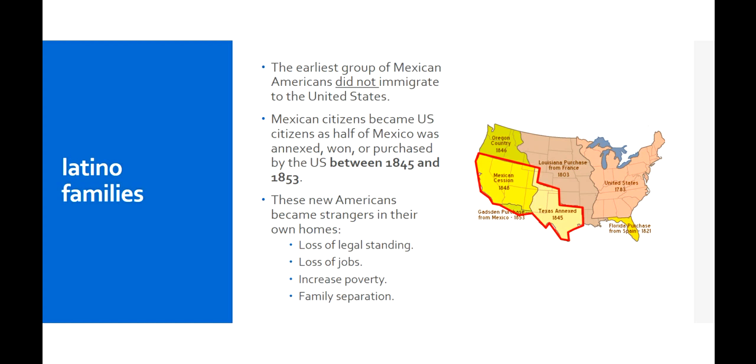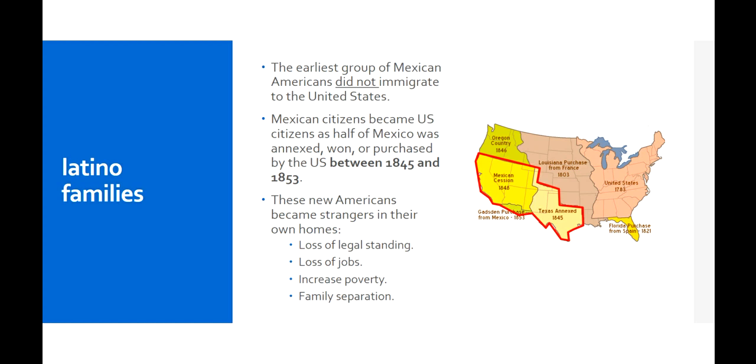Because suddenly the government was different, new people were moving in, and they were taking control of the local community and the local land. So a lot of these Mexican Americans lost their legal standing. They lost their prominence. They lost their jobs and their livelihoods and their culture as America annexed their areas, their communities, and made them part of the United States.